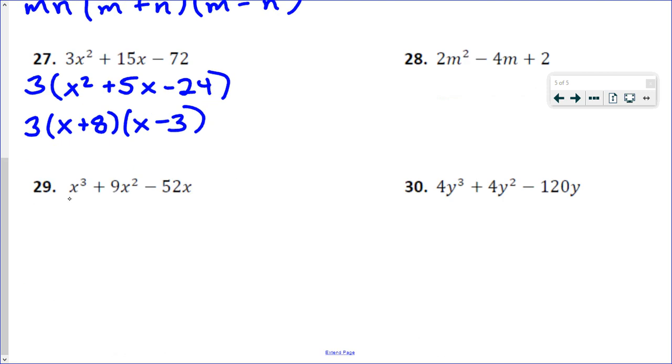So there's another one. Okay, so there's no coefficient here on the 29, so I can't factor out a number.